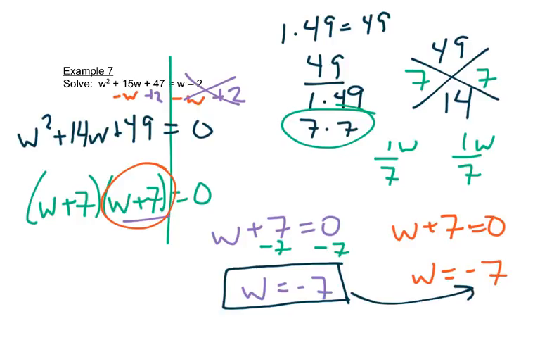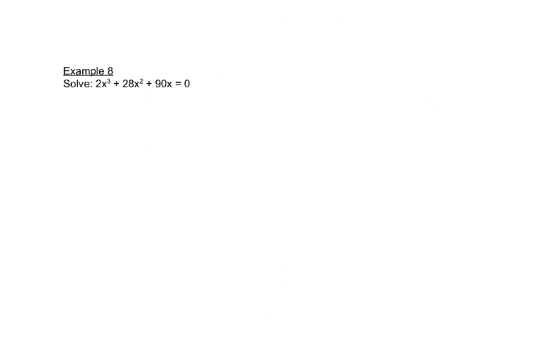Same answer 2 times, but we only write it once. So this one is already equal to 0. It's already in standard form, but there is a greatest common factor. All of those numbers can be divided by 2, and they all have an x. So I'm going to write a 2x out in front.